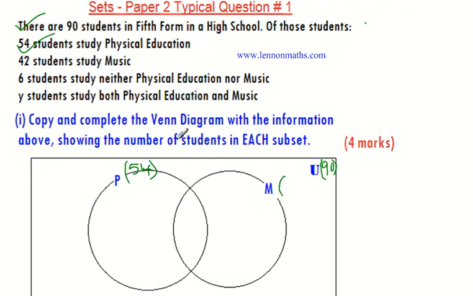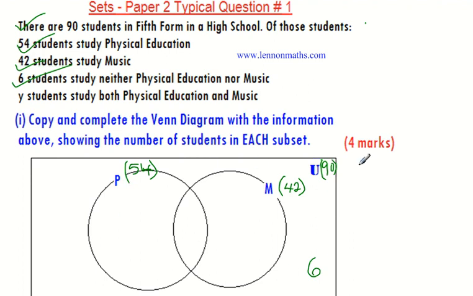And also here for the music, those who are doing music, the total, 42, we can put it next to M. Right? And we have 6 students who study neither physical education nor music. Where do we put that? Well, we cannot put it within these two circles, or the subsets P and M. There's neither of them, so we put it outside, but still within the universal set, which is the rectangular box there. The universal set is this rectangular box.